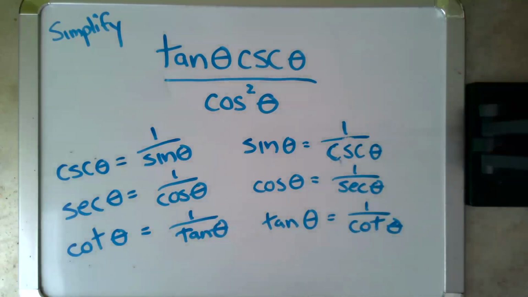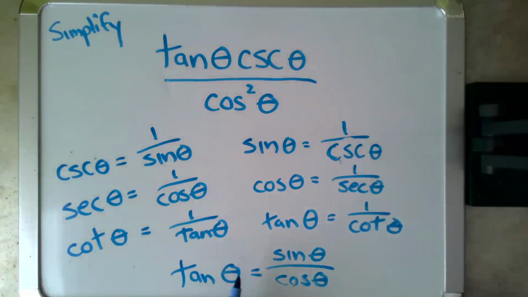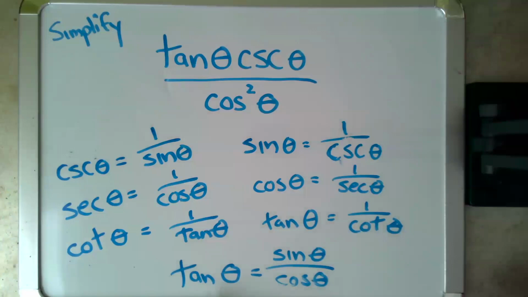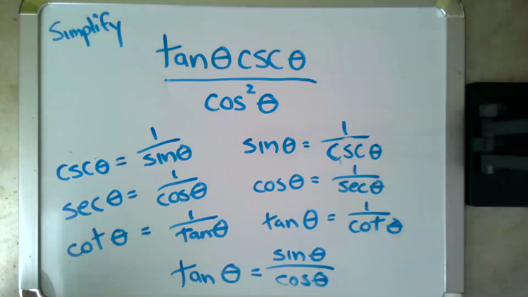Okay, and so then the final thing you'll want to remember is that tangent theta is defined as sine theta over cosine theta. And again, if you haven't looked at the SOHCAHTOA video, that explains why this is the case. We're not going to get into that here, but go check it out. Okay, so here are the basic tools you're working with when we're simplifying expressions using the 6 trigonometric functions.